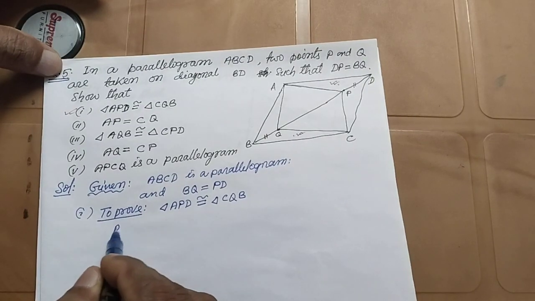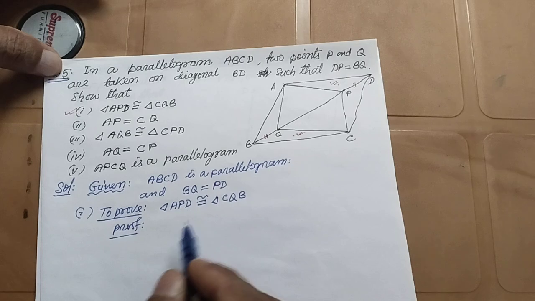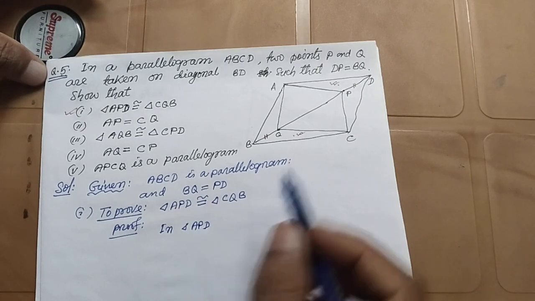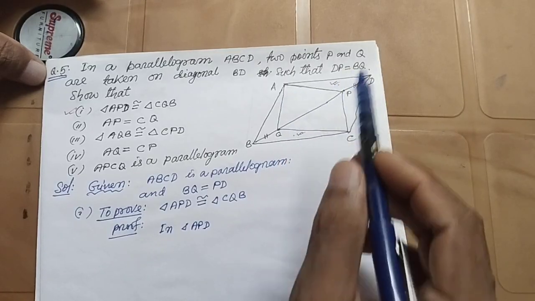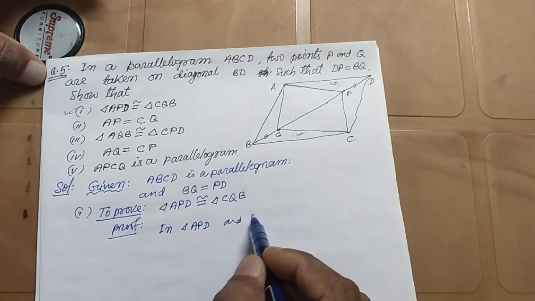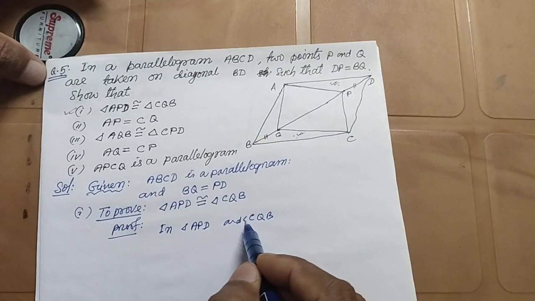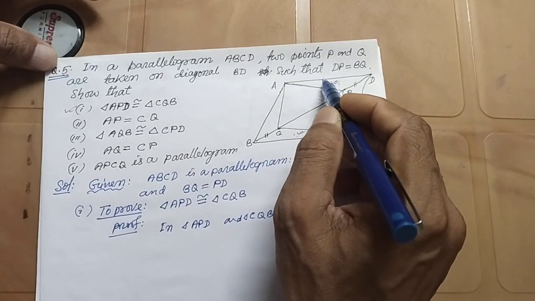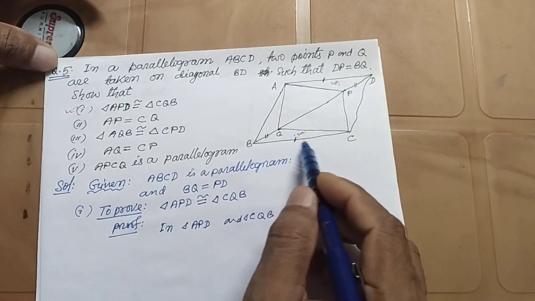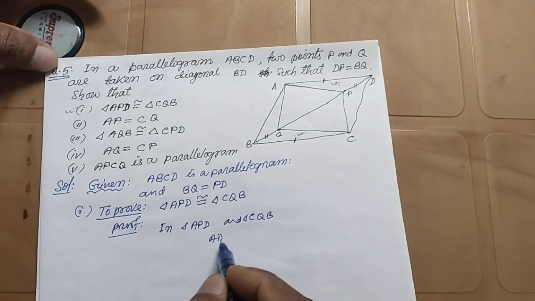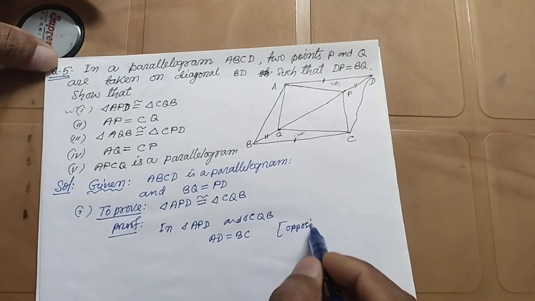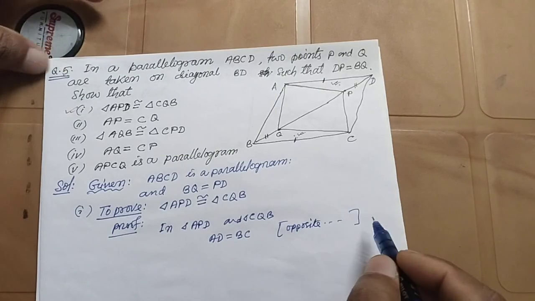Proof. In triangle APD, this triangle, and this triangle BQC or CQB, in these two triangles, what we have, you see, this distance AD is equal to BC. Why? Because they are opposite sides of parallelogram. You will mention here opposite sides of parallelogram.